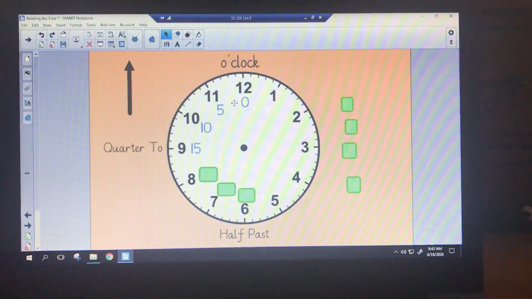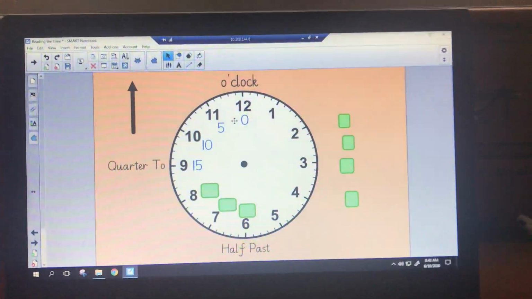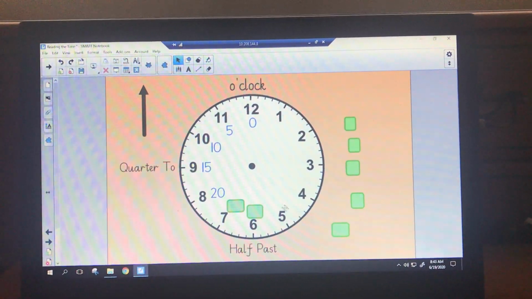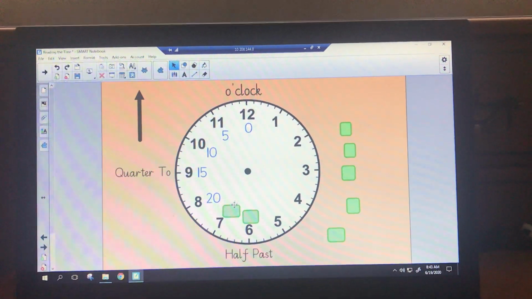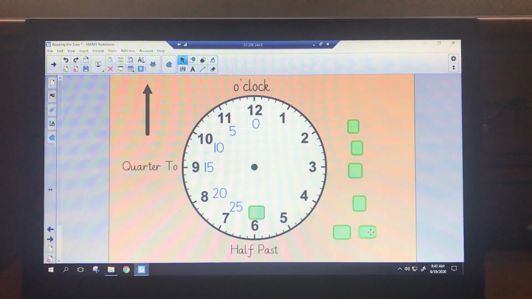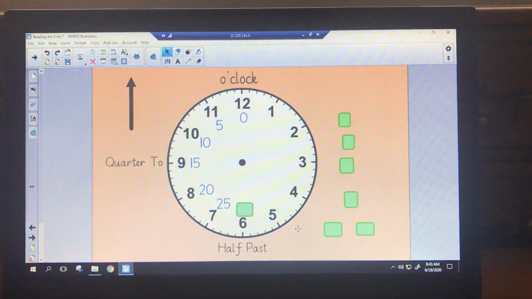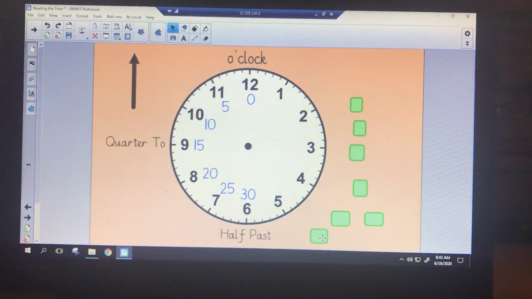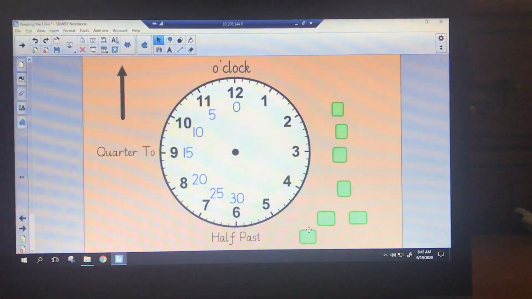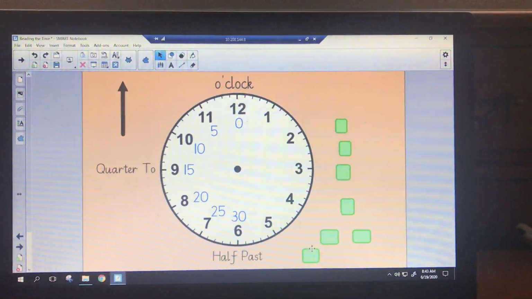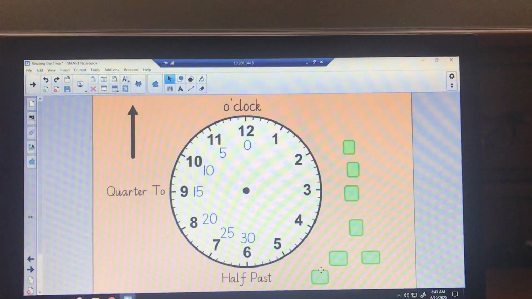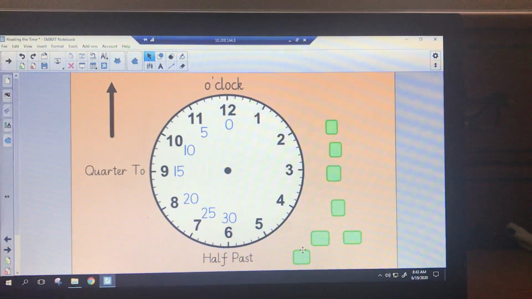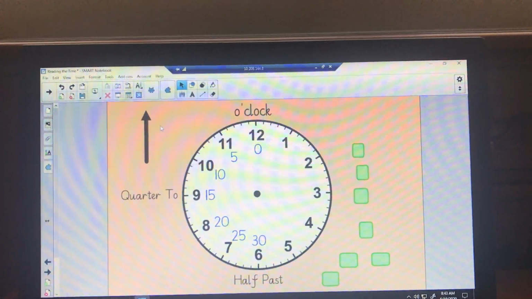We tend to use the language of quarter to. So it's quarter to the next hour. If the minute hand is pointing at the 8, we say it's 20 minutes to the next hour. Pointing at the 7, we say 25 minutes to the next hour. If the minute hand is pointing at the 6, we can say there are 30 minutes to go until the next hour, but we do still tend to use the language of half past. We don't really say half to the next hour, we still say half past the hour that we are currently in.